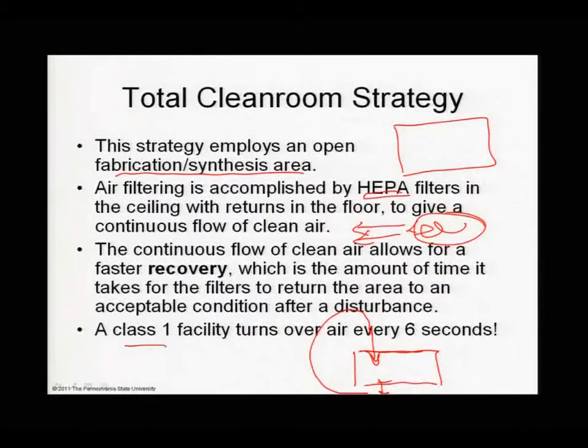If the facility is class 1, the air is turned over, that is exchanged, every 6 seconds. So you get an idea of what kind of investment and equipment is involved. You get an idea of the size of the blowers and the filters that must be present to change the air every 6 seconds in a class 1 facility.